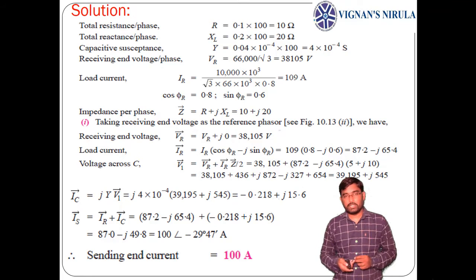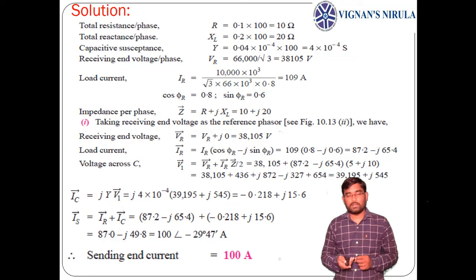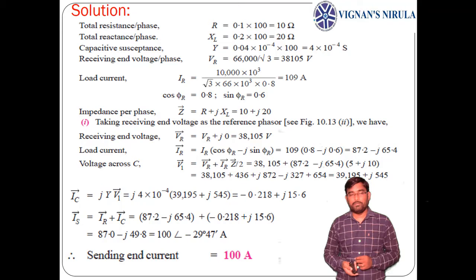Now, per phase receiving end voltage will be VR equals 66,000 by root 3, which is 38,105 volts, and receiving end current IR equals P by root 3 VL cos phi r. So 10,000 kilowatts by root 3 into 66,000 into 0.8, which gives 109 amperes receiving end current. Cos phi r is given, from that sin phi r will be 0.6, and Z is given as totally 10 plus j 20.